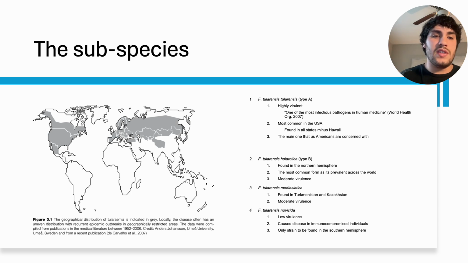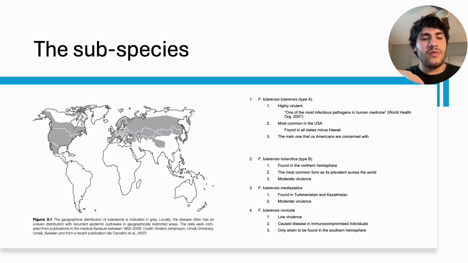Here in this map, you'll see that the highlighted regions are parts of Canada, parts of Alaska, the US, parts of Mexico, and then a whole strip across Europe and Asia. That's Holarctica at that point. It's one of the more common forms just because it's spread out throughout that area.